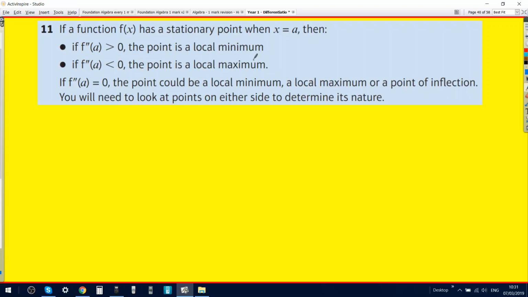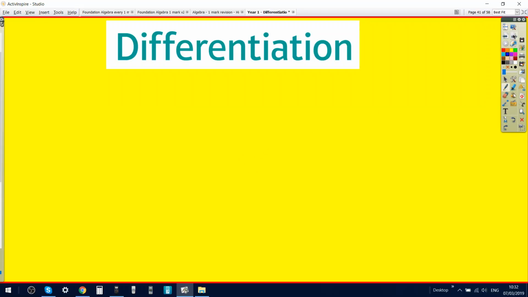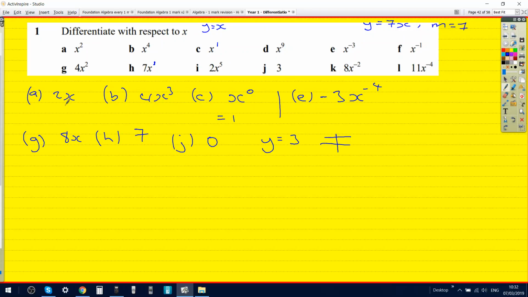So local minimum, local maximum. We didn't get to that, but that's when the double derivative is bigger than 0 and when the double derivative is less than 0. So if you get a plus number, it's the minimum. If you get a minus number, it's a maximum. So we didn't see that. That's part of the modeling thing.